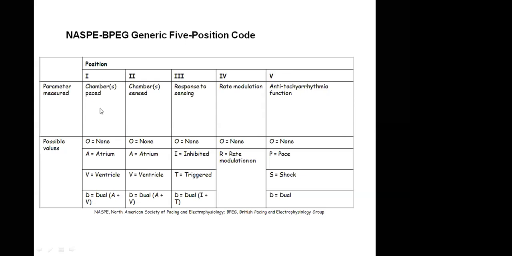Now, for the chamber paced, we know if it's atrium or ventricle, and if it's both, you put D. For the chamber sensed, if your lead is in the atrium, you can sense the atrium, you can sense the ventricle, or you can sense both. Then I also want us to know that there's a way you can put a lead in the ventricle, the patient has only one lead in the ventricle, and you can sense both atrium and ventricle. I think I have a slide on that.